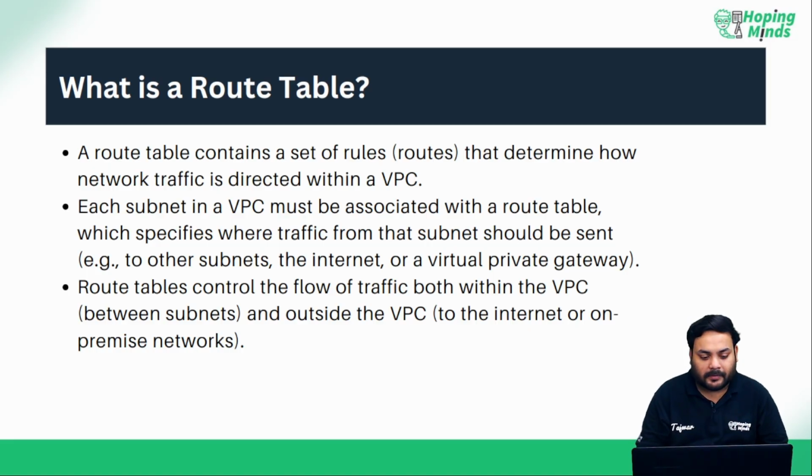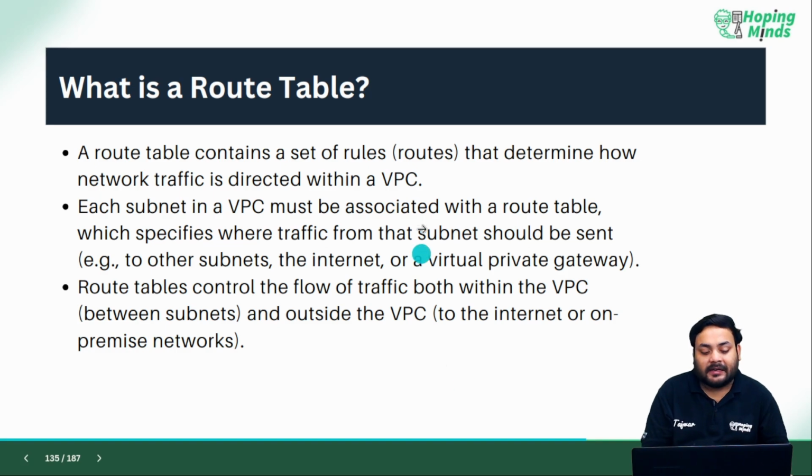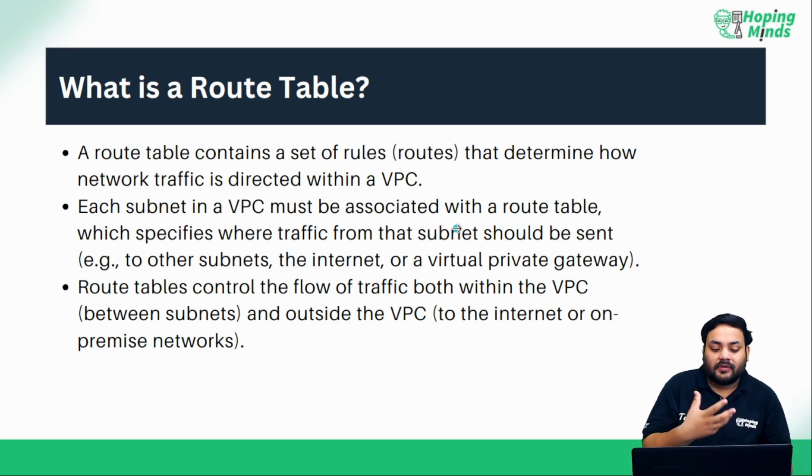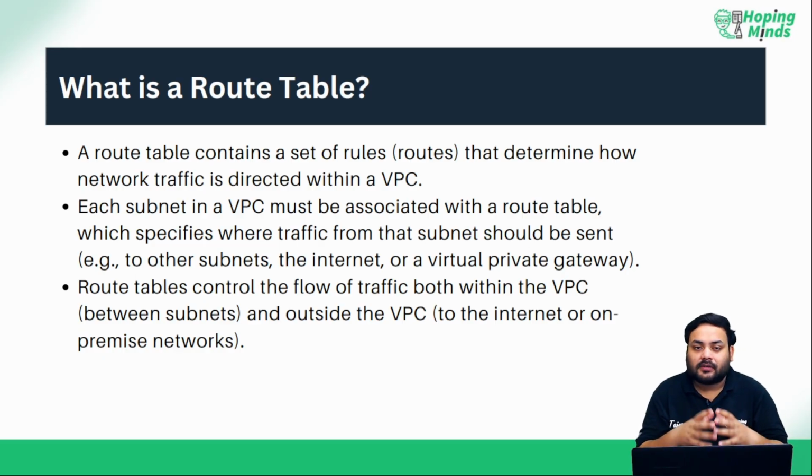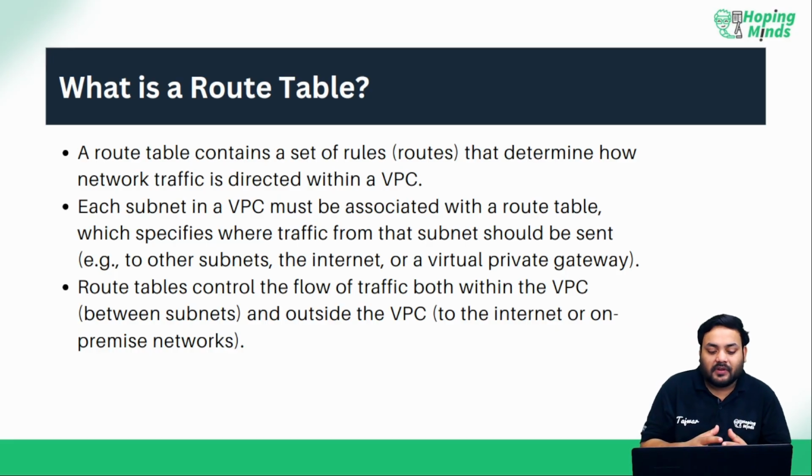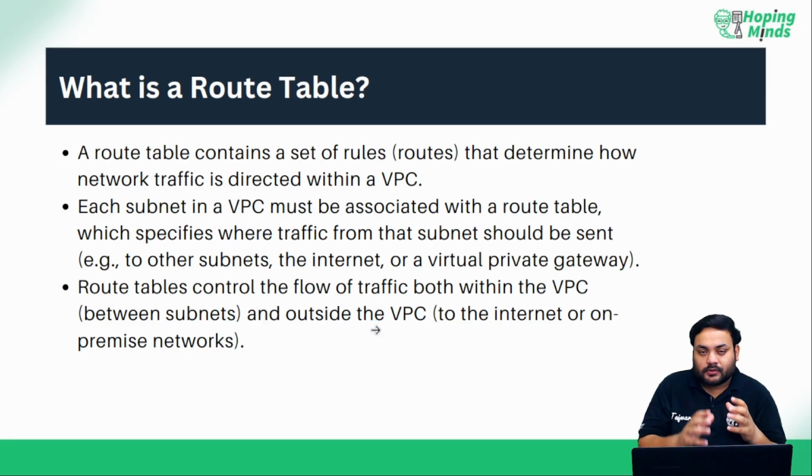we need a route table. Now let's understand that each subnet in a VPC must be associated with a route table, so that if we have specific traffic coming from a subnet, it is sent to the desired places wherever we want. Route tables control the flow of traffic both within the VPC and outside the VPC. So there are two things.